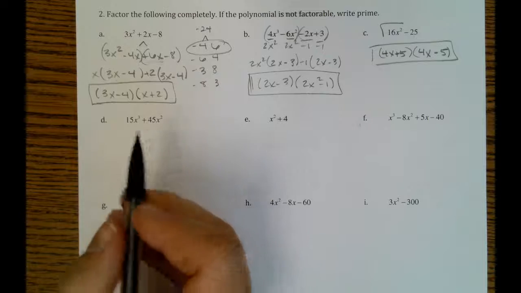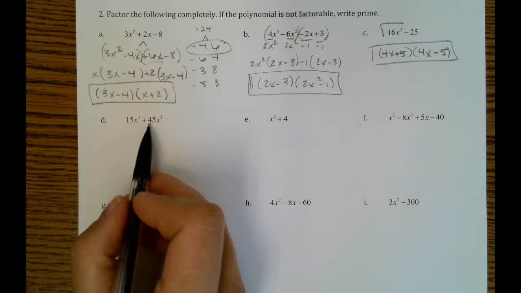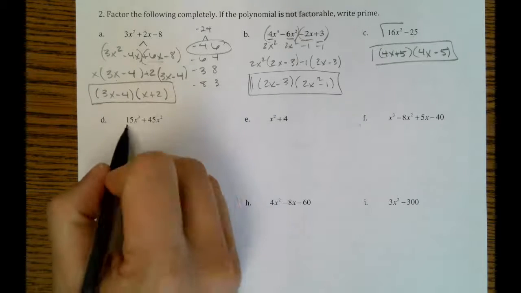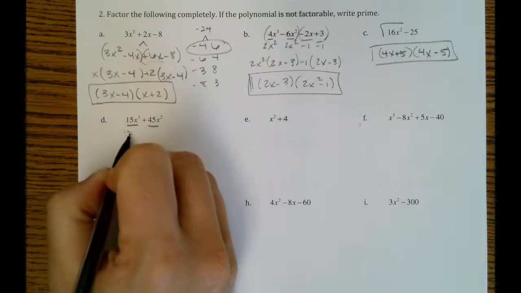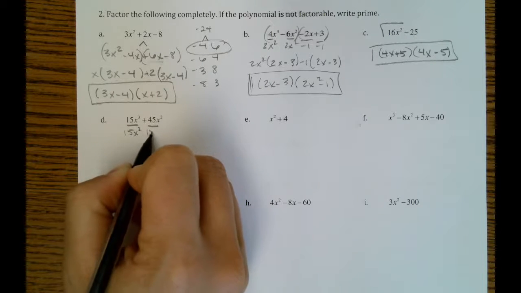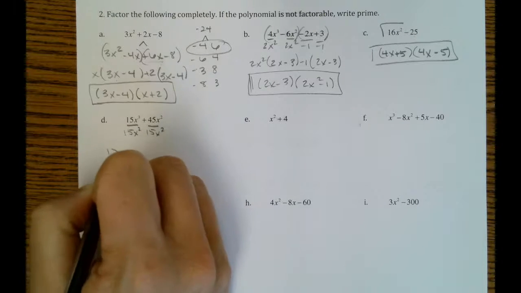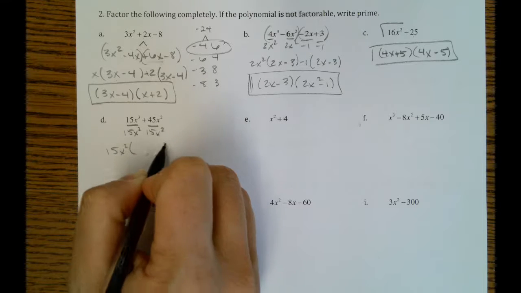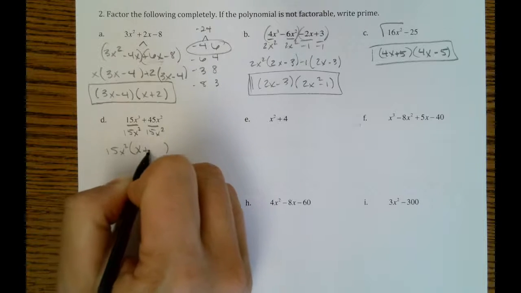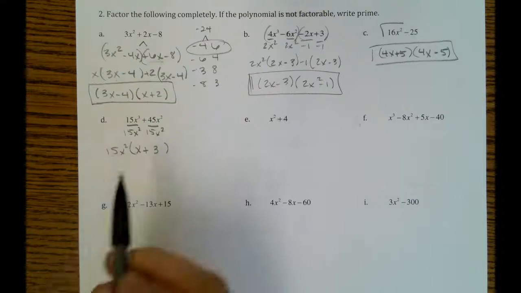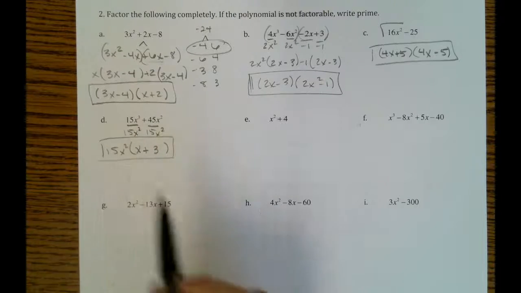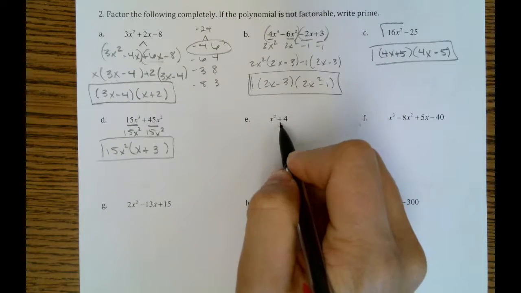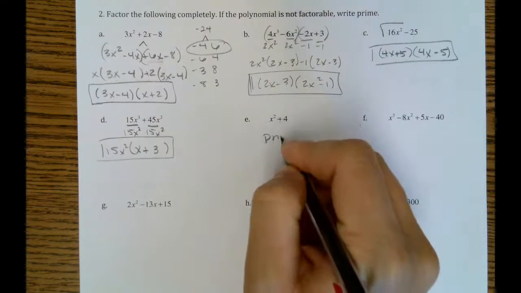Okay, letter D. We can't do difference of squares because we have addition. We could try GCF, and we can GCF here, so we can do 15x squared as a GCF. So we're left with x plus 3. Here, we can't do difference of squares because we have addition, and we can't do a GCF. There's no GCF there, so this one is prime.